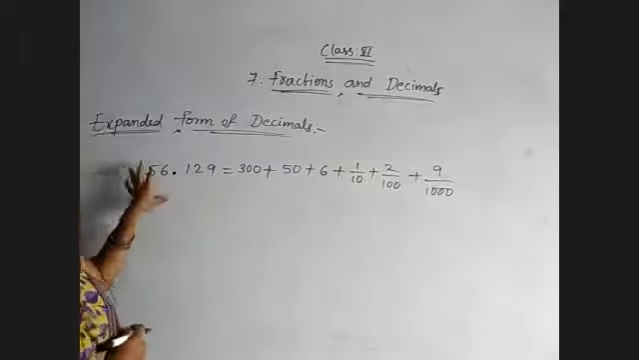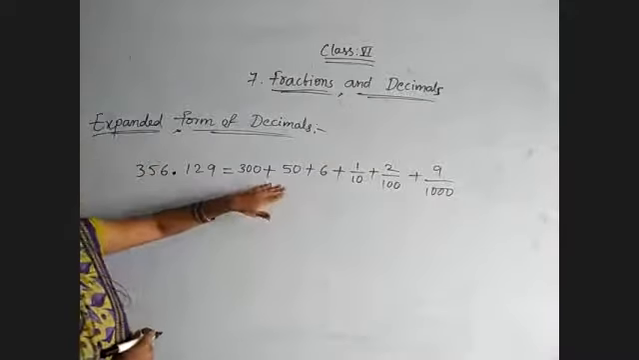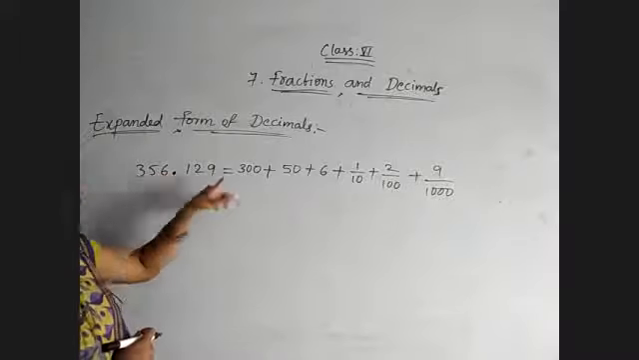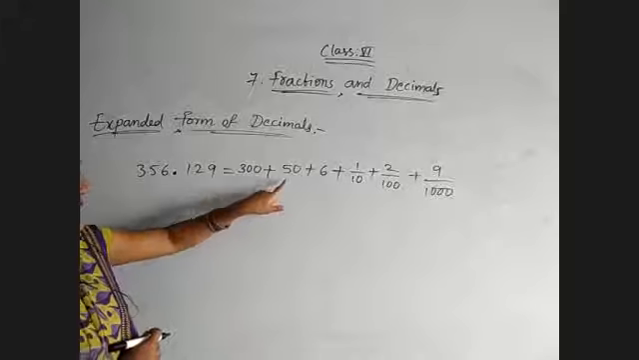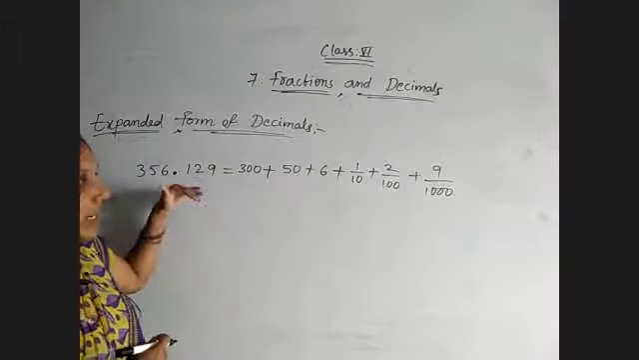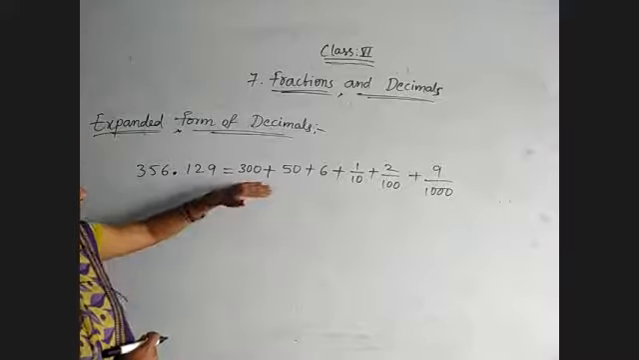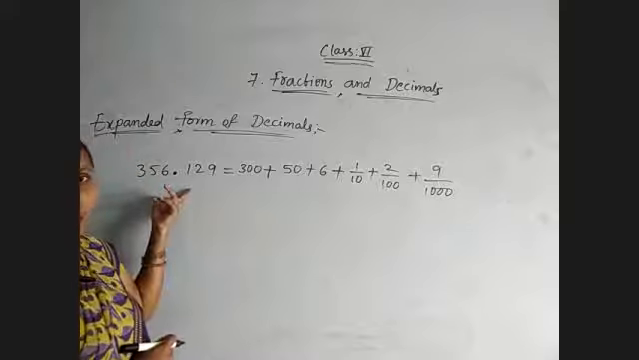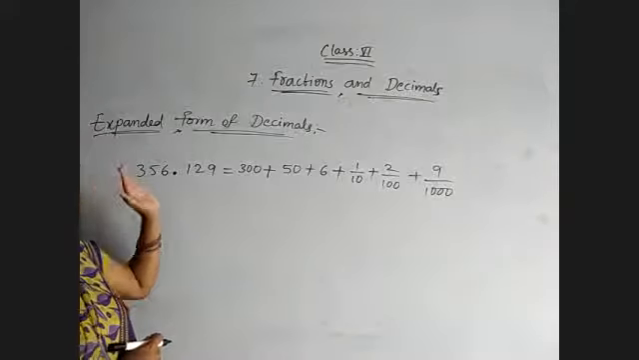Expressing a number as the sum of place values of each digit in that number. 3's place value is 300, 5's place value is 50. We are expressing the expanded form of that number as the sum of place values of each digit in this number. Okay, that is the meaning of expanded form.